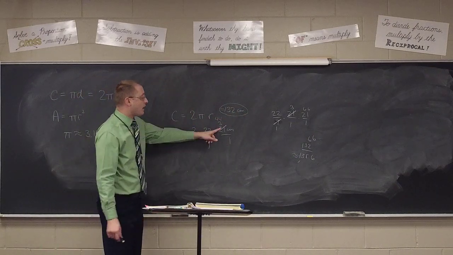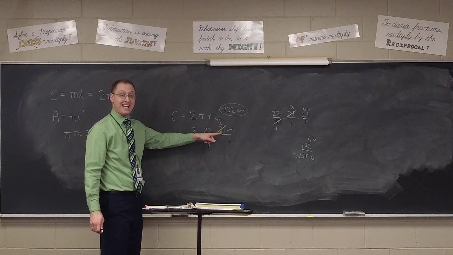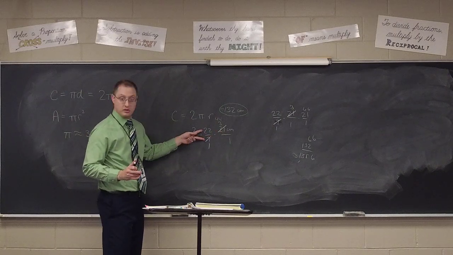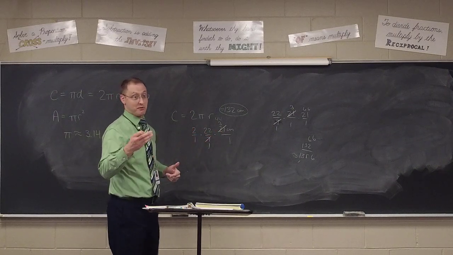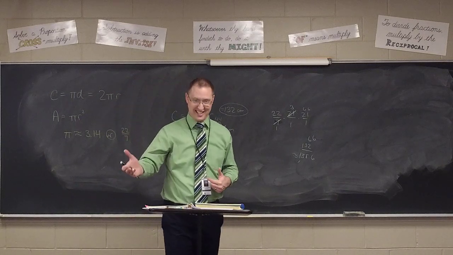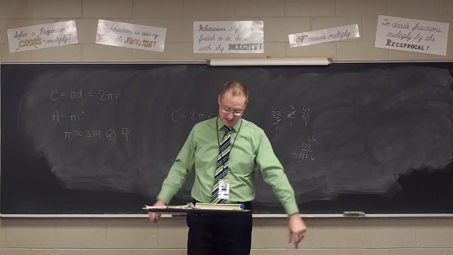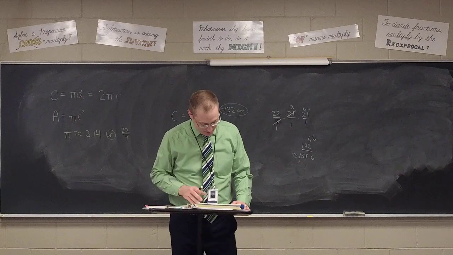So anytime the number they give you is divisible by a 7, go with the 22/7. Make your life easier. That's part of being a mathematician, being lazy and finding shortcuts. So anyway, wanted to point that out to you.